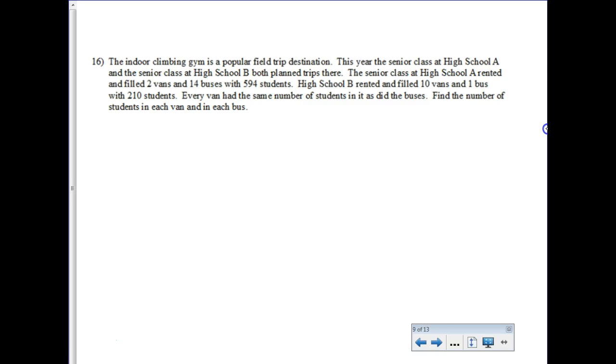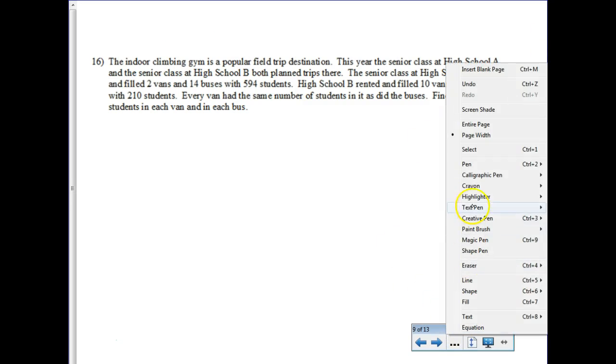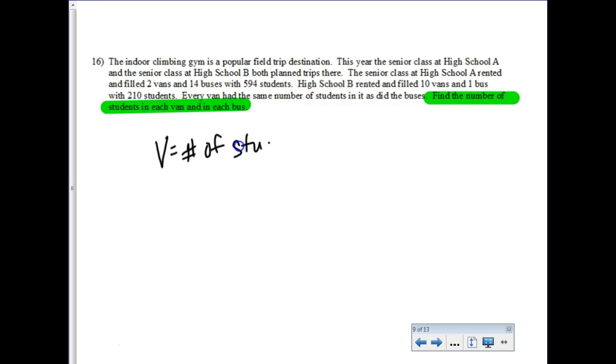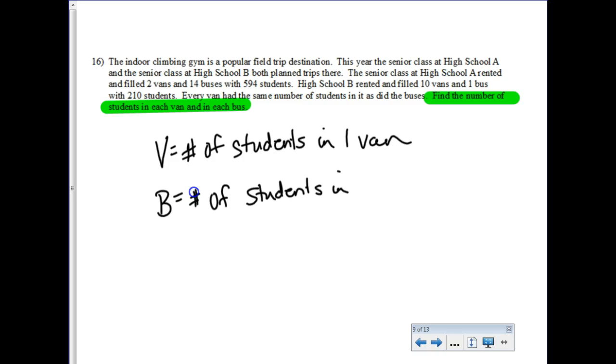Alright, next question, very similar. The question is at the end, so let's find it. It says find the number of students in each van and in each bus. So V is going to represent the number, not the number of vans, but the number of students in one van. And then B is, again, not the number of buses, it's the number of students in one bus.